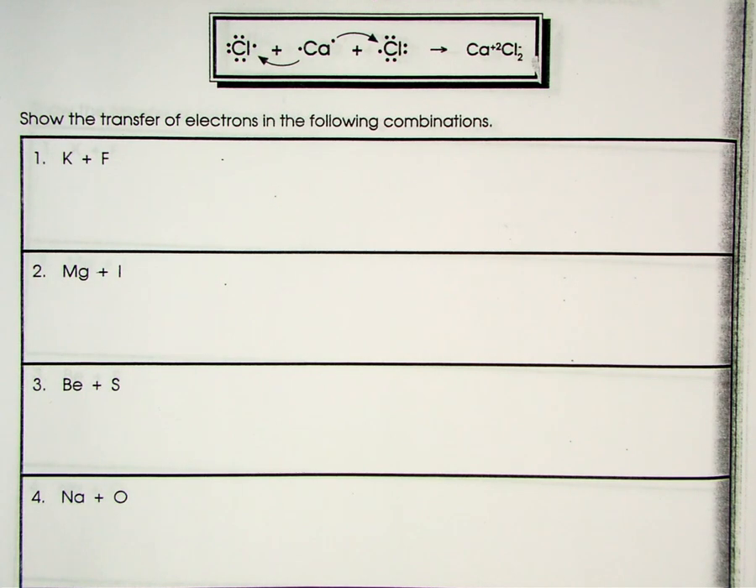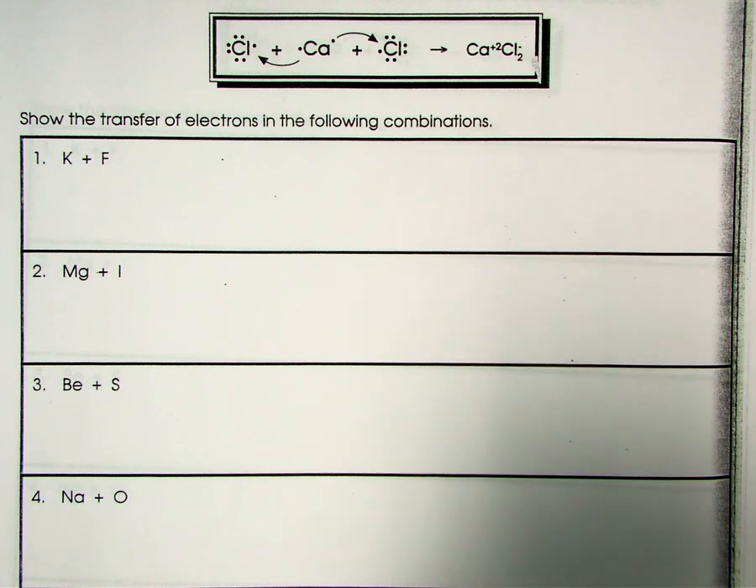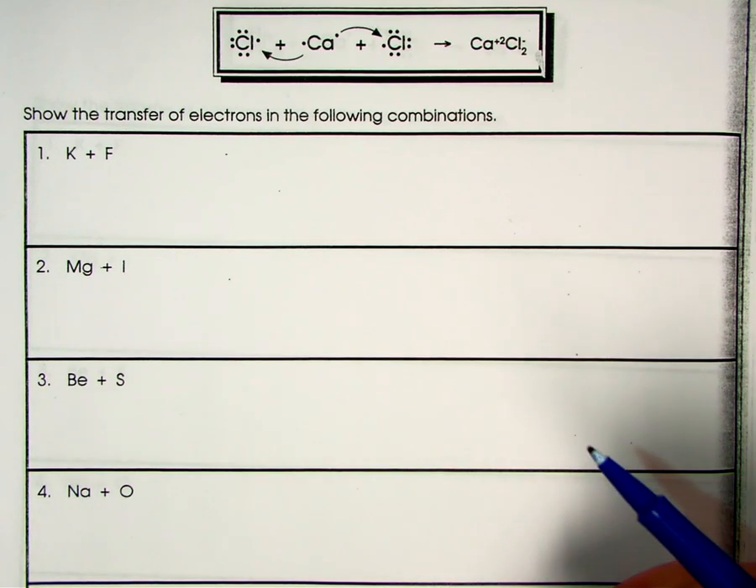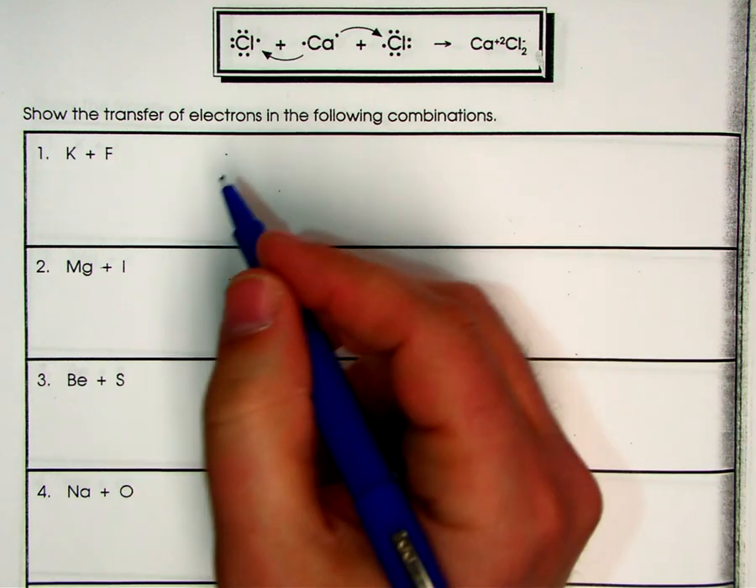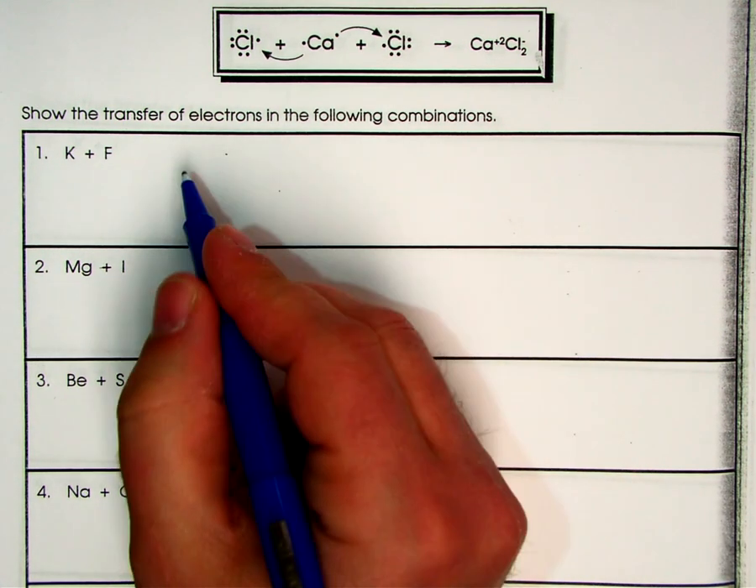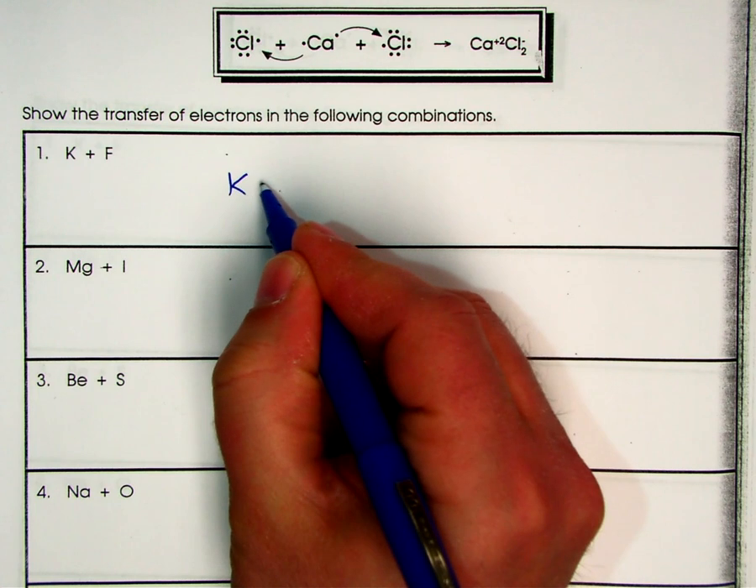Alright, our first element is potassium. And potassium brings how many valence electrons into play? 1. Why 1? Yeah, because it's group 1. And all group 1 elements have 1 valence electron. So here's K with its 1 valence electron.